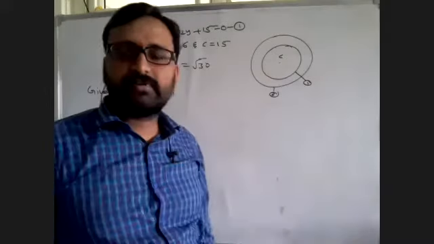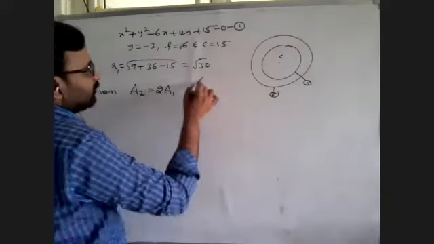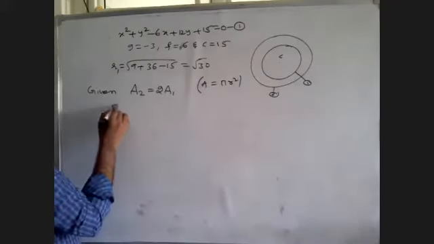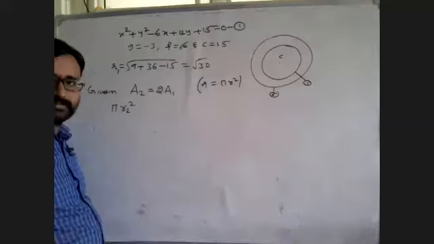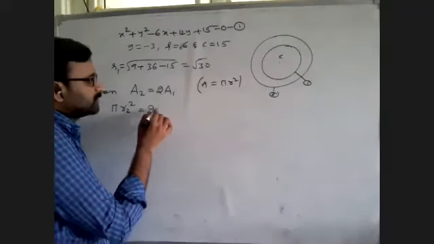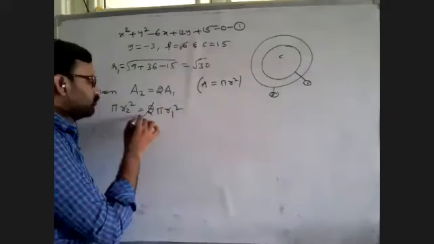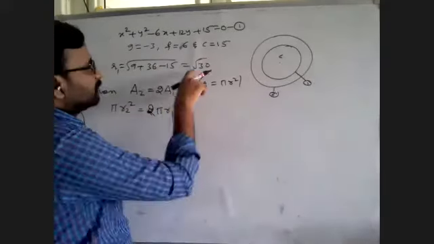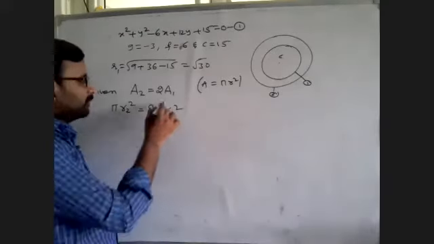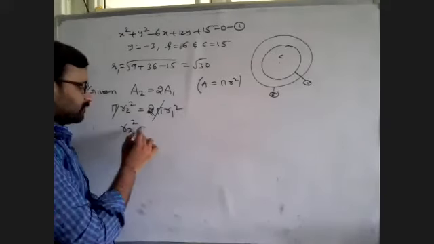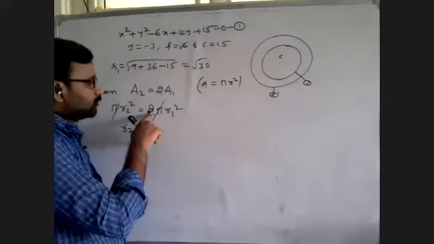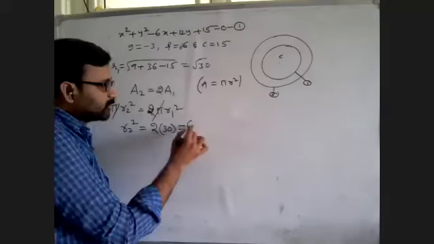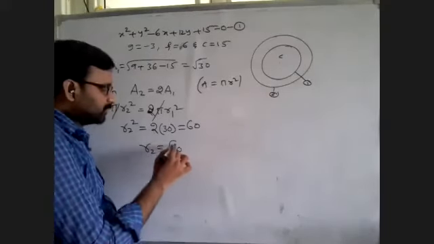Area of second circle is given 2 times the area of first circle. But what is the area of the circle? Formula: pi r squared. Now A2, pi r2 squared, is equal to 2 into A1, which is 2 into pi r1 squared. Pi cancels. What is r1 squared? 30. Not root 30, 30. R2 squared is equal to 2 into 30, which is 60. Then what is R2? Root 60.